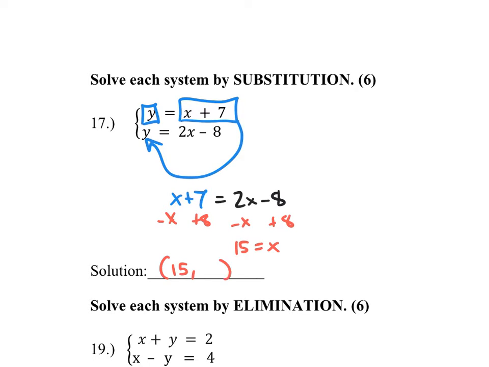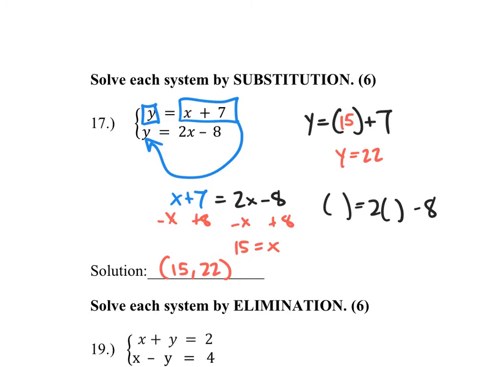Now, that tells me the x-coordinate of my answer, but to finish finding the y-coordinate, we're going to need to go back to one of the equations and plug in the 15. And we'll get that y is equal to 22. Now, another thing that you'll want to do is use whichever equation you didn't use to go back and double check that the solution is correct. So when I do that, here I get 30 minus 8, and it does give me a 22. So that confirms that this solution is correct.